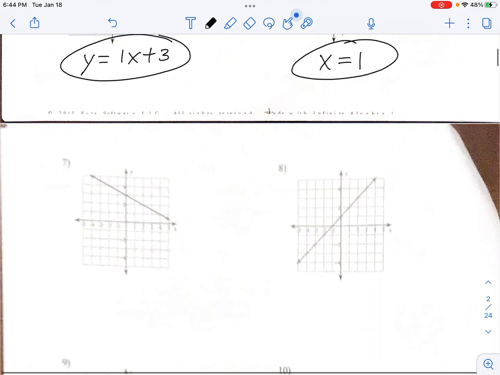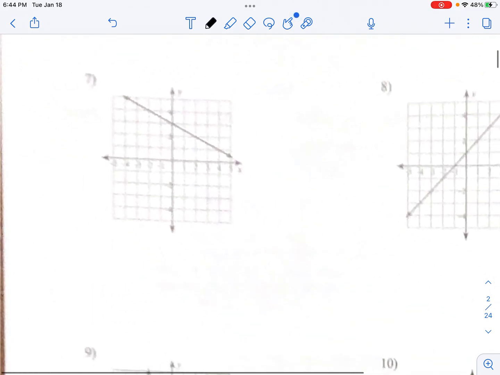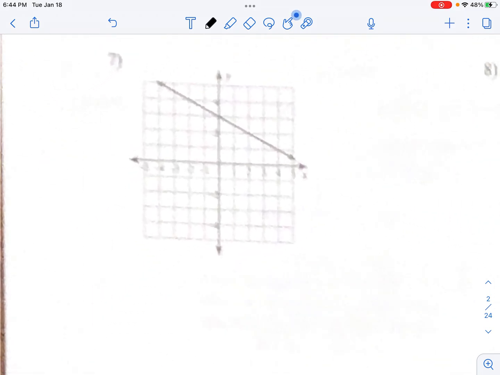Next page. And that's a little bit blurry, okay? Hopefully your paper's not quite as blurry as my screen is. So, got to find 2 clean points. There's one right there, and then one looks like right there, okay?